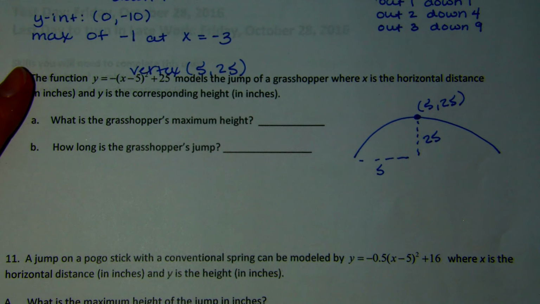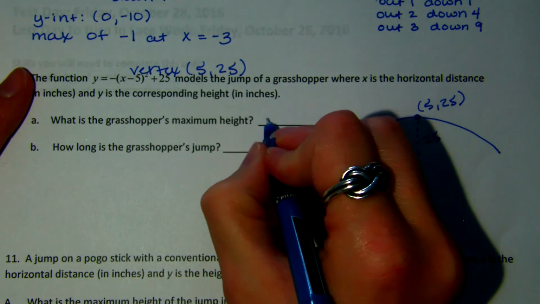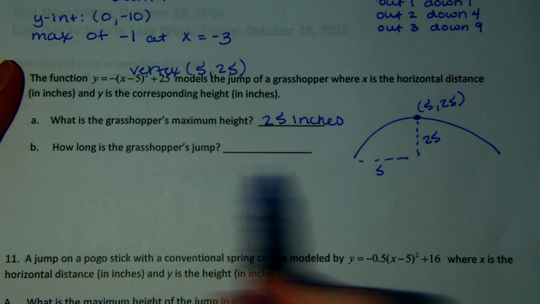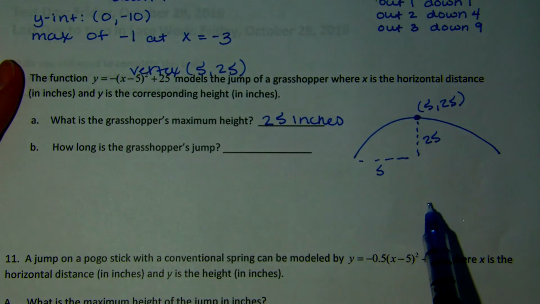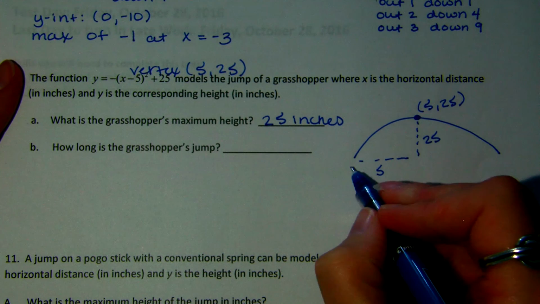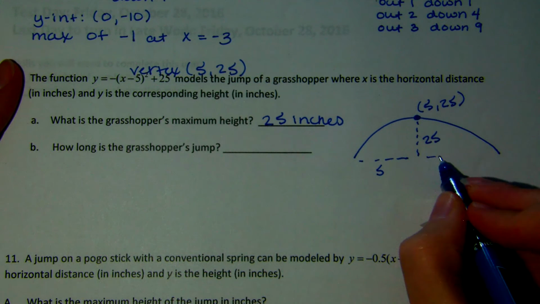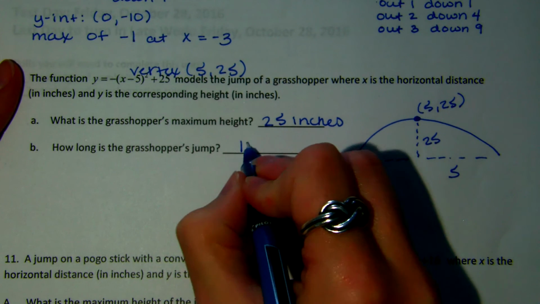What is the grasshopper's maximum height? Well, that's from the y value of the vertex. That's 25 inches. And how long is the grasshopper's jump? Well, the grasshopper doesn't jump to the vertex and then fall to the ground, right? The grasshopper jumps in an arc. So he goes 5 inches to the vertex and then 5 inches till he lands again. And so that's 5 plus 5, which is 10 inches.